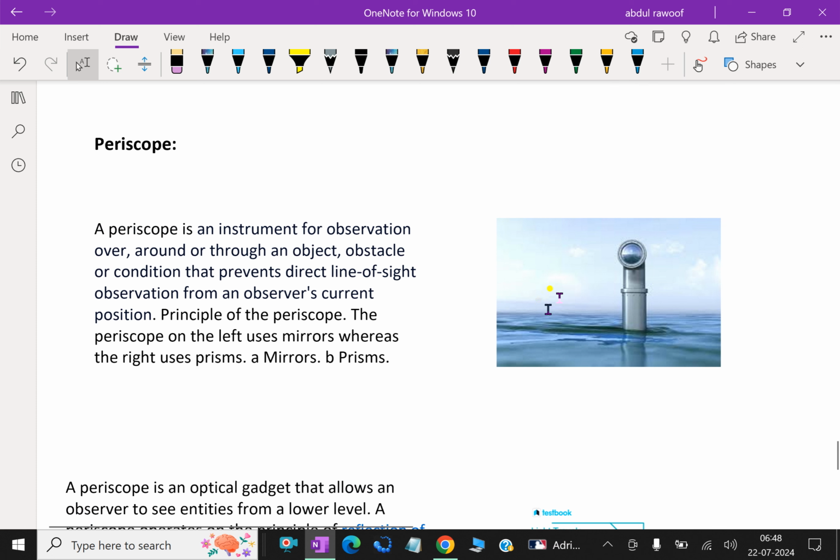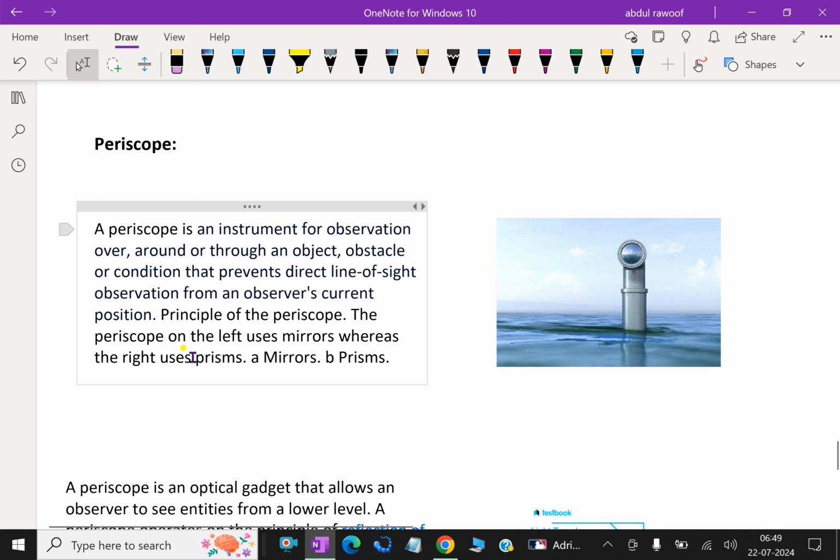Periscope. Suppose you are hiding in some underground place, you can look at what is happening above your head without being seen. That means it is used in armies and some other instruments where we should hide ourselves and we have to look outside from our position. The periscope is an instrument for observation over, around, or through an object, obstacle, or condition that prevents direct line of sight from the observer's current position.